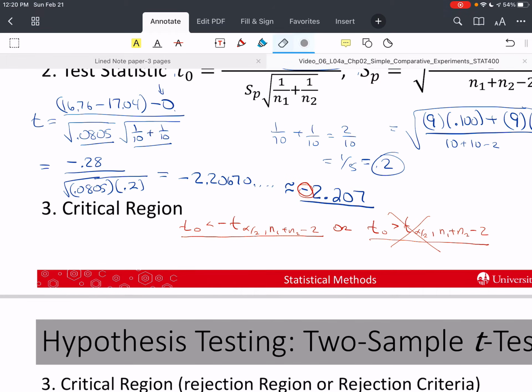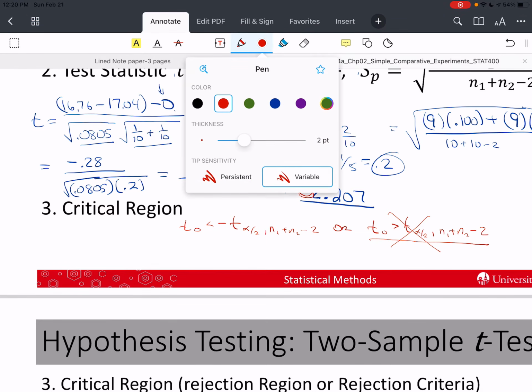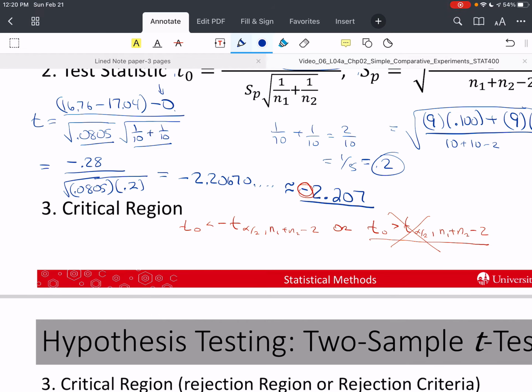Let's see if I can get rid of this without erasing too much. I'm going to change back to blue. I don't like red. So negative 2.207 less than negative. Now I need to look up, well, what's alpha over 2?